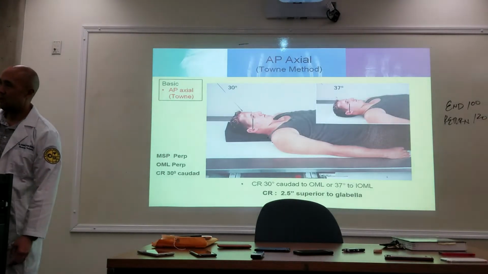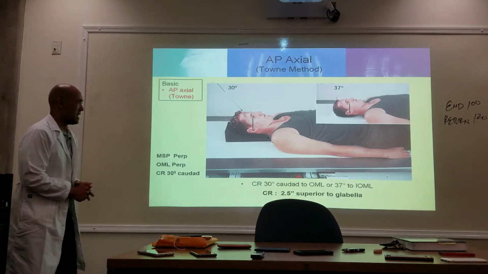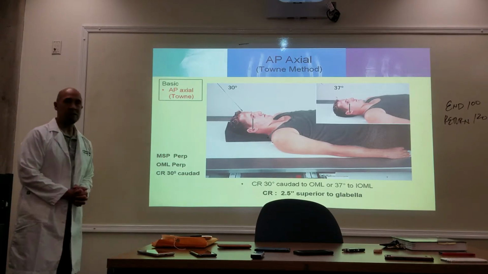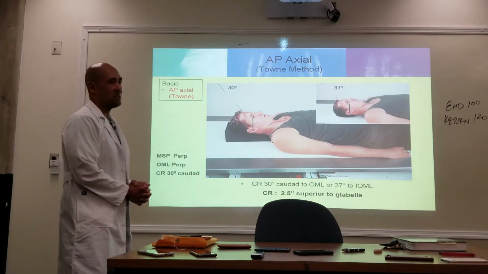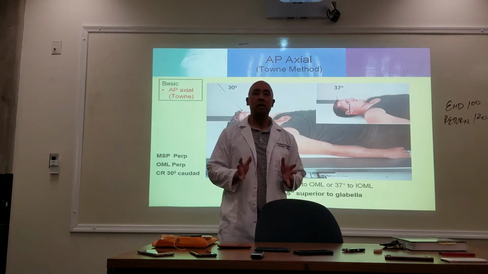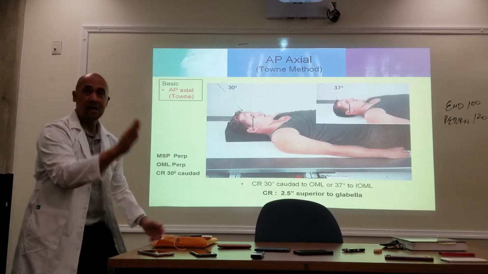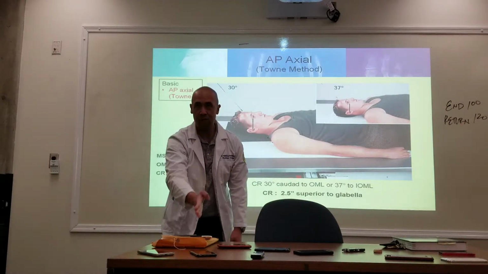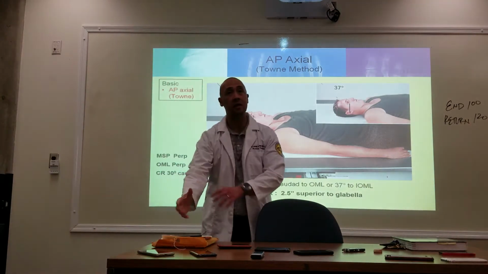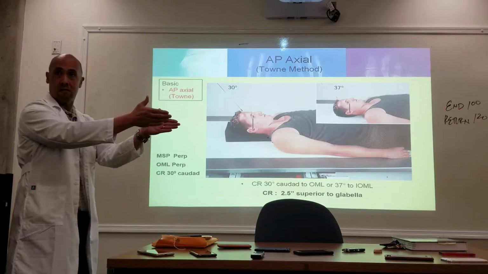So let's begin with the AP axial. What we need to get here is the mid-sagittal plane perpendicular to the image receptor. So your mid-sagittal plane is this area right here. Okay? So what you want to do is go to the top of the table and adjust their head until the mid-sagittal plane is perpendicular with the image receptor. You can't do that by just adjusting their head on the side. You have to go to the top and rotate it accordingly. Okay?